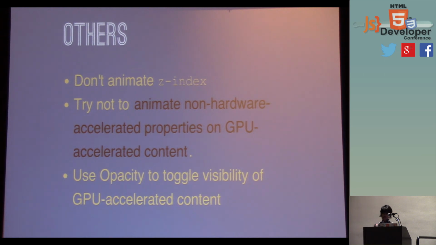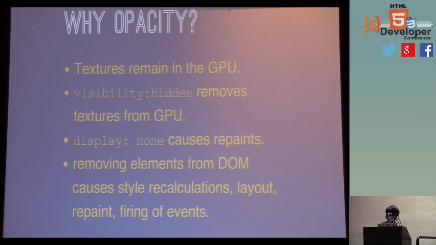But if you do that to GPU accelerated content, then it's a lot more expensive. So ideally, you would just want to use opacity. And the reason is very simple: opacity is controlled in the GPU. So if you use opacity, the textures for those elements will remain in the GPU. So when you show and hide, there will be no flickering or sluggishness. It will just be showing and hiding from the GPU. But if you use the visibility hidden property to show and hide those accelerated content, then it removes the textures from the GPU. Then it has to be recreated when you use visibility visible again.